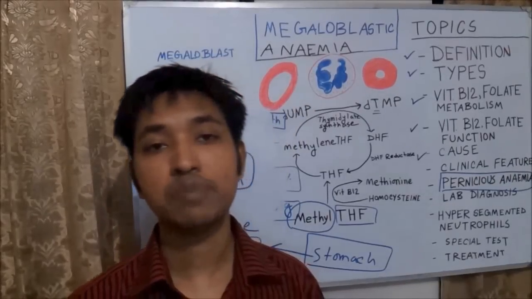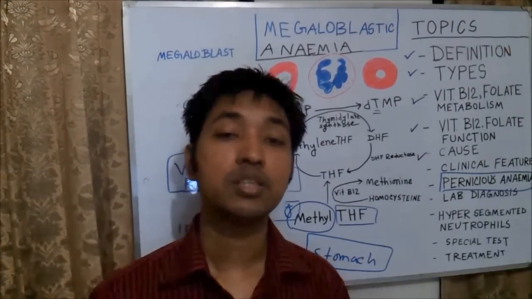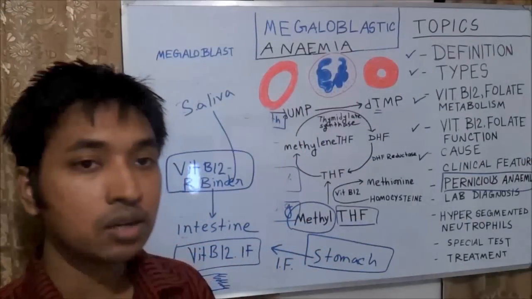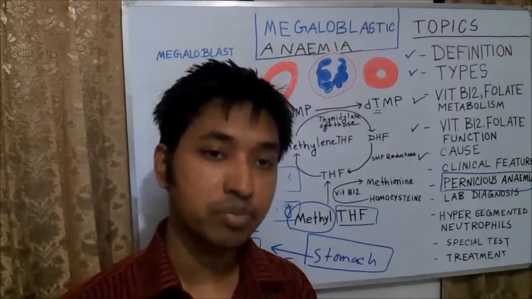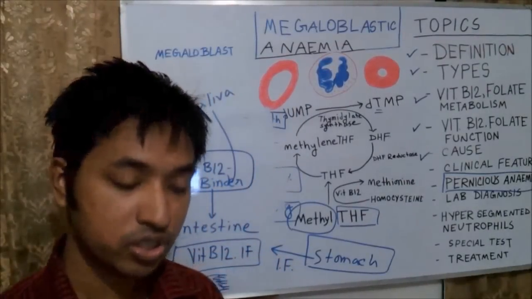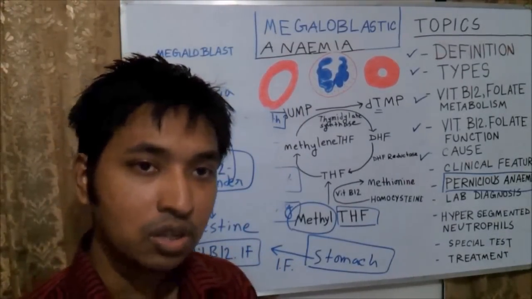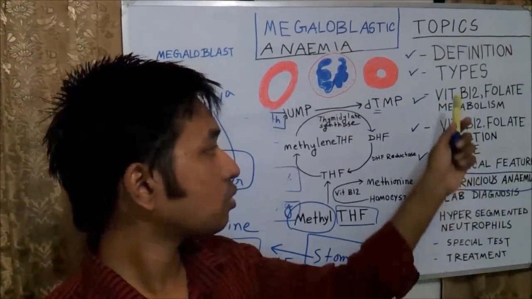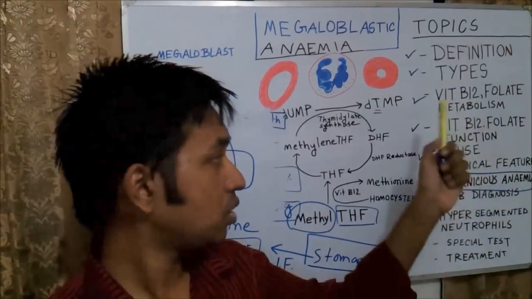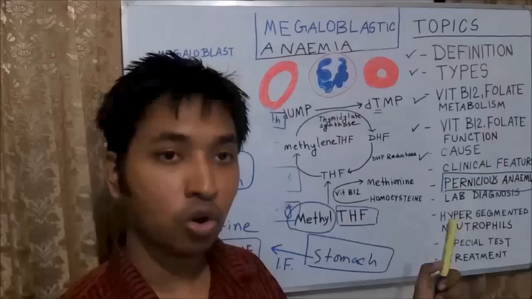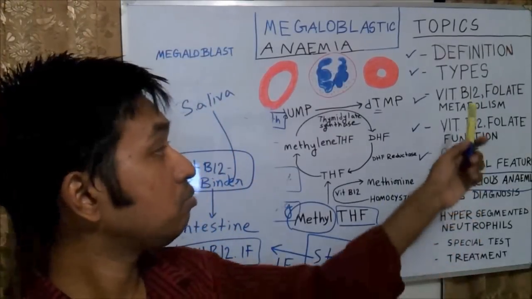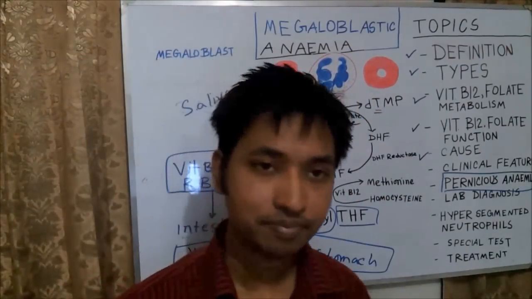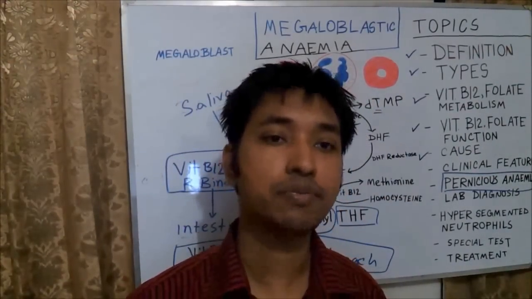And also in different types of lymphoma and carcinoma, the demand for folate will increase. Okay, so that is the common causes of vitamin B12 and folate deficiency. So now let's go back to the main topic, megaloblastic anemia. We discussed vitamin B12 and folate metabolism and their causes of deficiency, because vitamin B12 and folate deficiency results in megaloblastic anemia. So what will be the clinical feature?